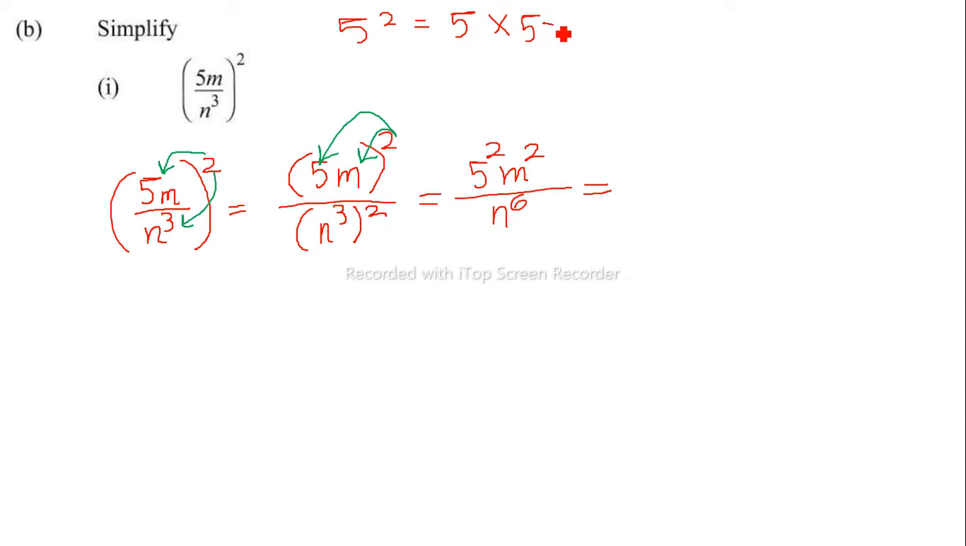And then 5 times 5 is 25. So it's going to be 5 squared, which is 25. You put the m squared back, divided by n to the power of 6. Okay? And so that's our final answer right now.